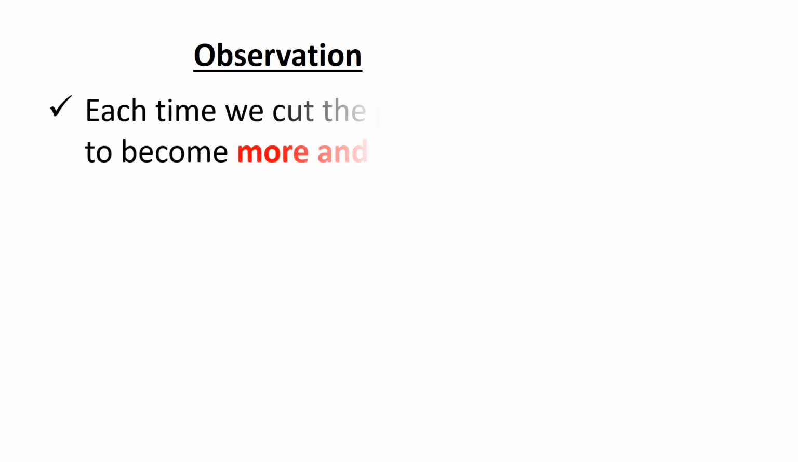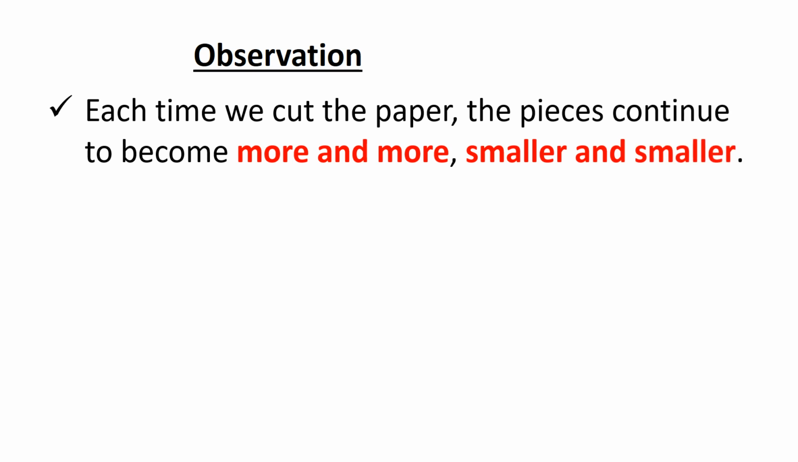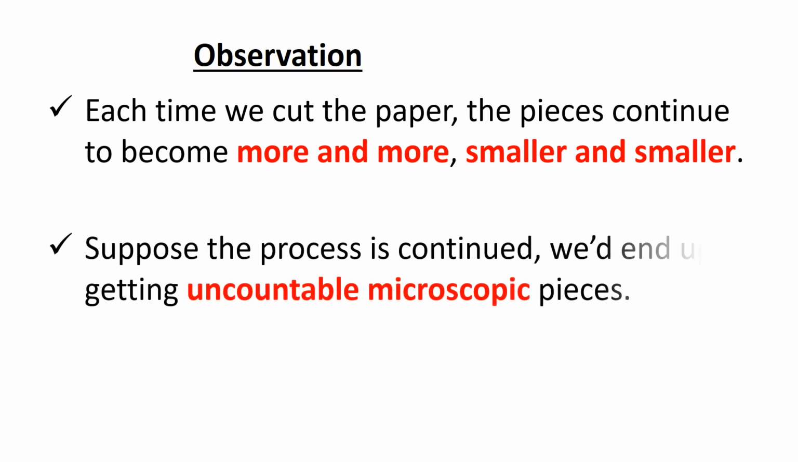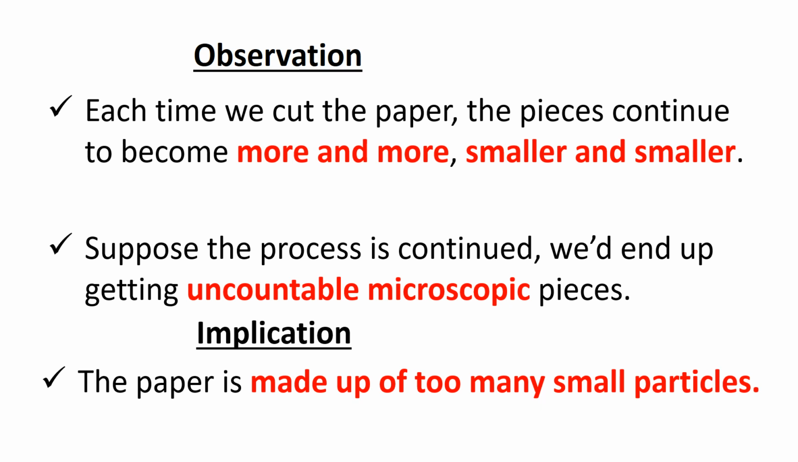Our observation can be summarized as each time we cut the paper, the pieces continue to become more and more smaller and smaller. Suppose the process is continued, we would end up getting uncountable microscopic pieces of paper. This implies that the paper is made up of too many small particles.